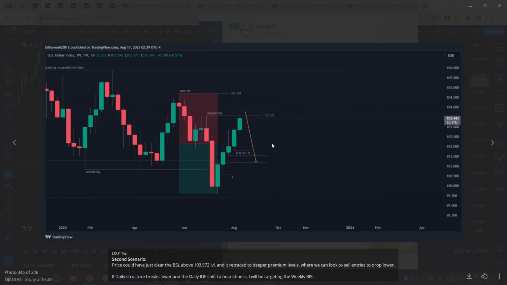So we have the second scenario, because we could have a scenario where maybe this wasn't the range. On the first scenario I was expecting this high to this low to be the weekly range, or maybe this is the weekly range. We are considering our options, and maybe price had just taken the buy side liquidity above this weekly range, and the weekly IOF is still bearish, it didn't shift. Price could just check this buy side liquidity and drop lower to fill this weekly BC as said, and price is going to continue lower, right?